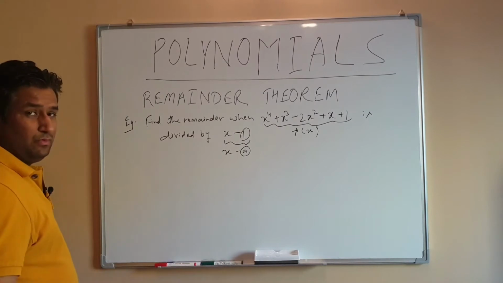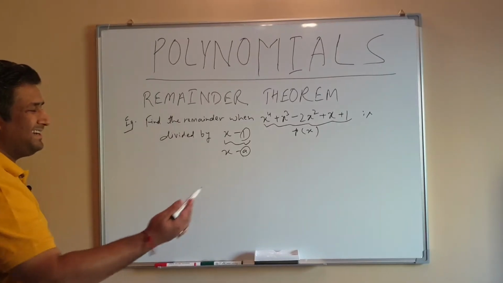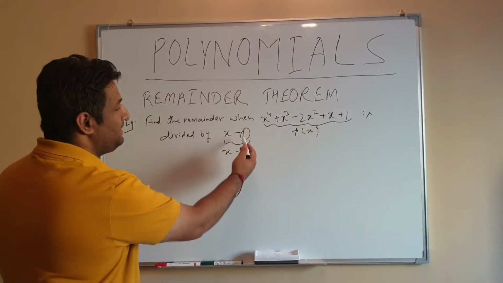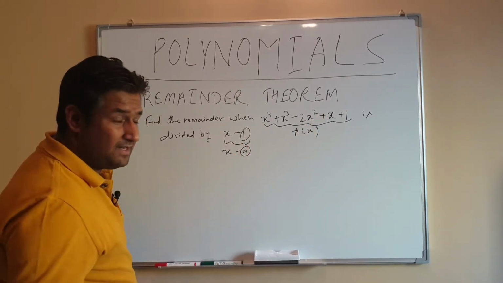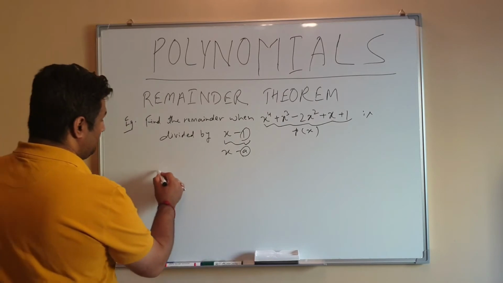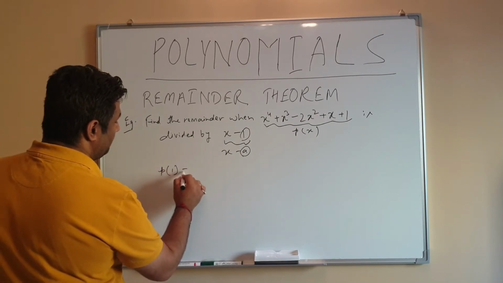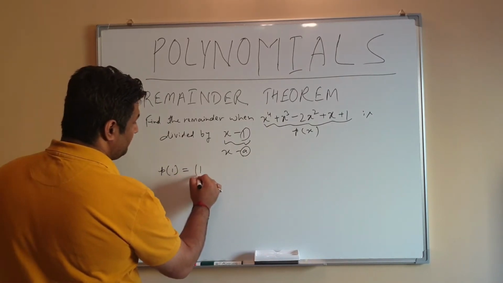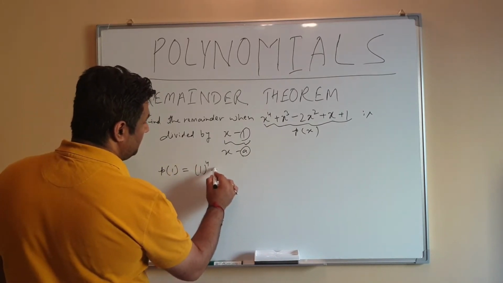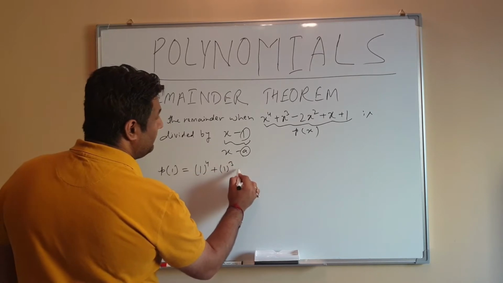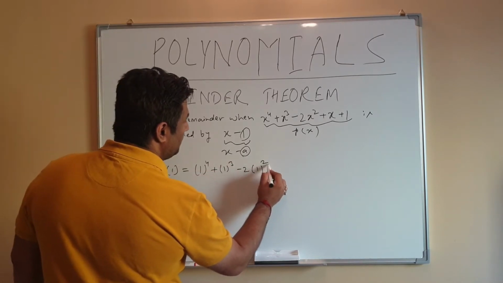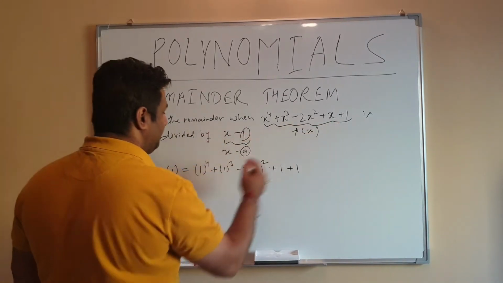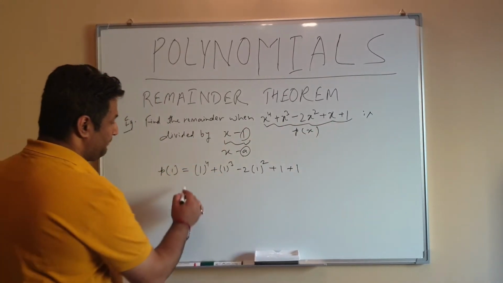So what you have to do is apply the remainder theorem directly and get the value of this particular term at p of a, which is p of 1 in this case. So we'll just write p of 1 is going to be, in place of x I'll write 1. So 1 to the power 4 plus 1 cube minus 2 times 1 square plus 1 plus 1, right? Wherever we had x, I just substituted 1 over there.